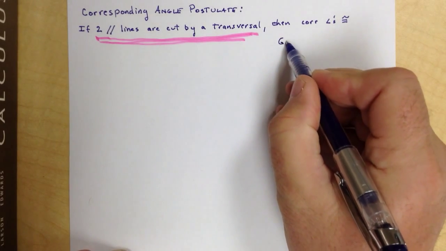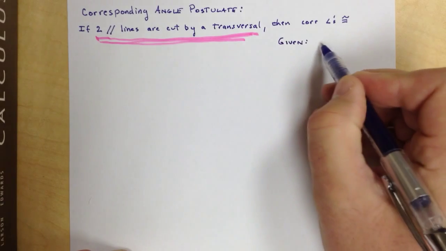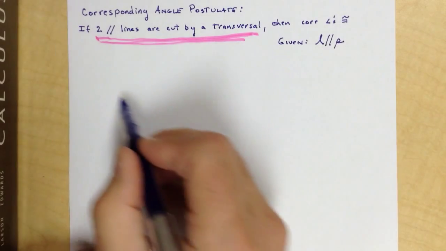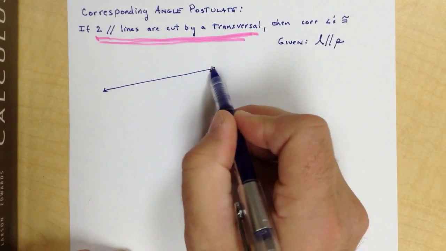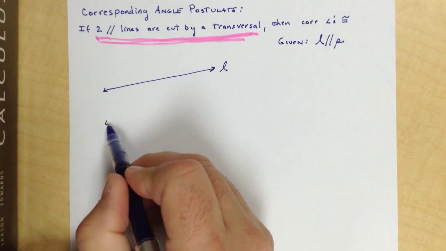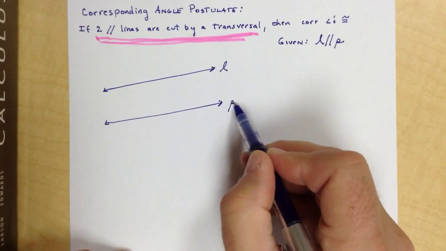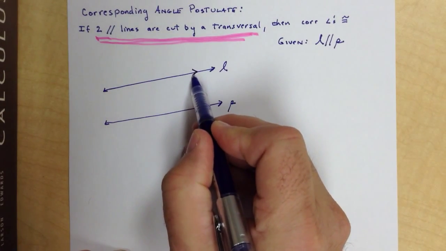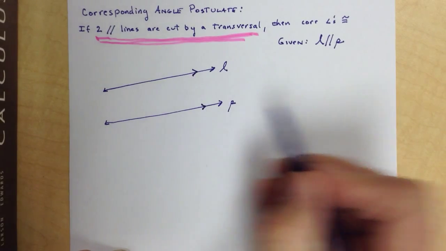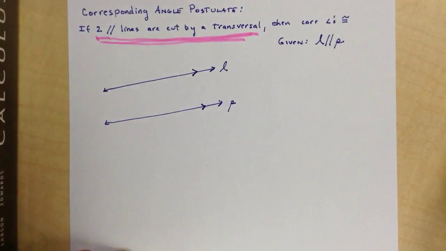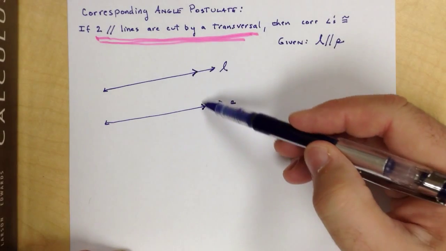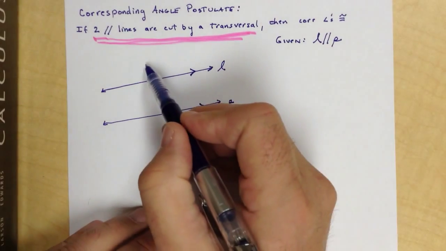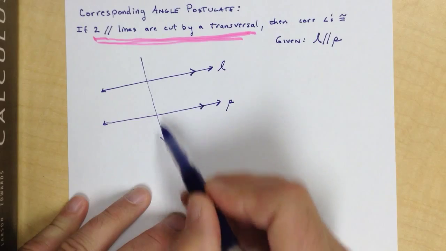So we would be given, let's say that L is parallel to P. There's L and there's P. We can indicate they're parallel by putting arrows like that on the picture. This is our pictorial notation for parallel. So two parallel lines are cut by some transversal T.